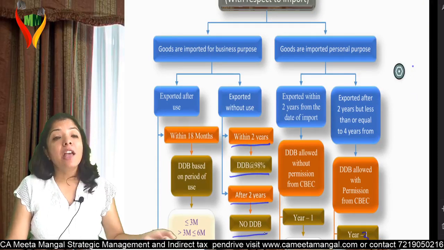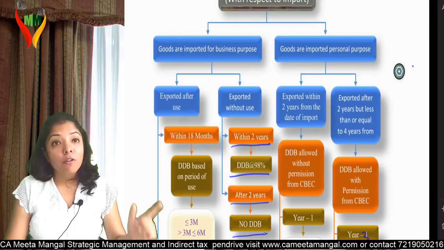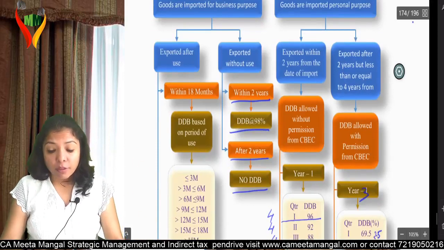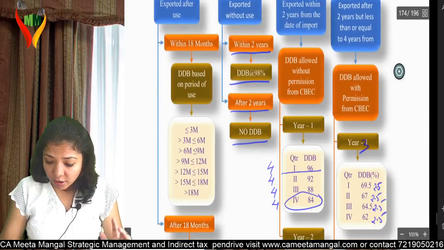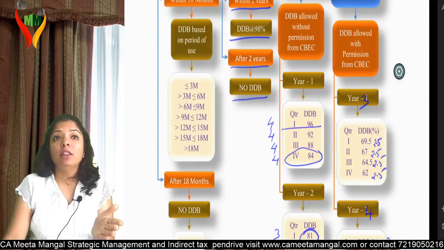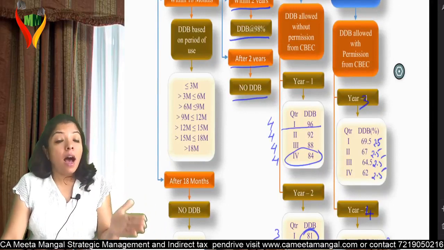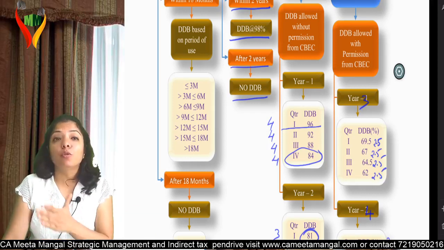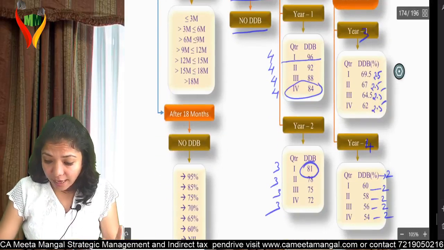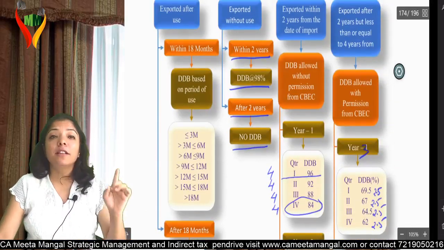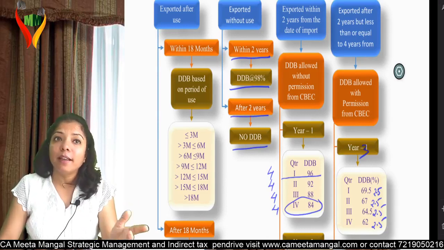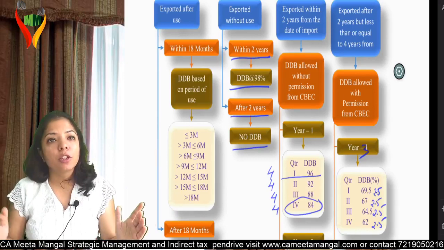Am I clear? If it is used for business purpose and if it is exported within 18 months, drawback will be allowed as per the percentage given: up to 3, more than 3 up to 6, more than 6 up to 9, more than 9 up to 12, more than 12 up to 15, more than 15 up to 18, and more than 18. So if it's used for business purpose and then exported, the percentage will vary. But if you're not using it, it is only the 98%.